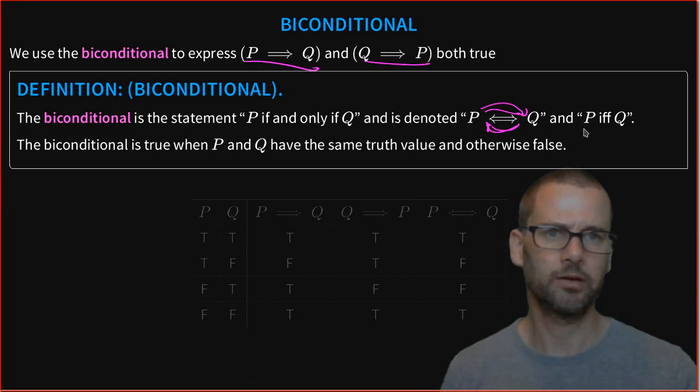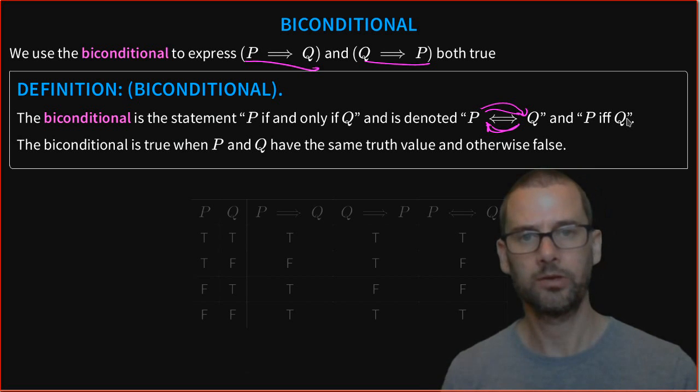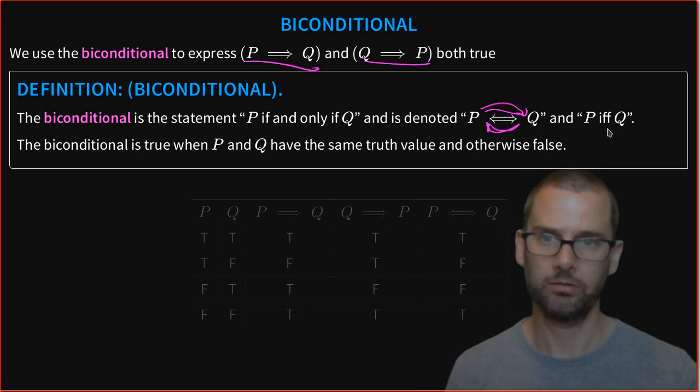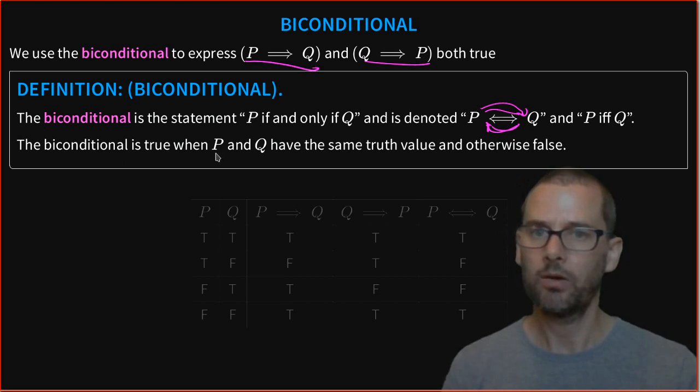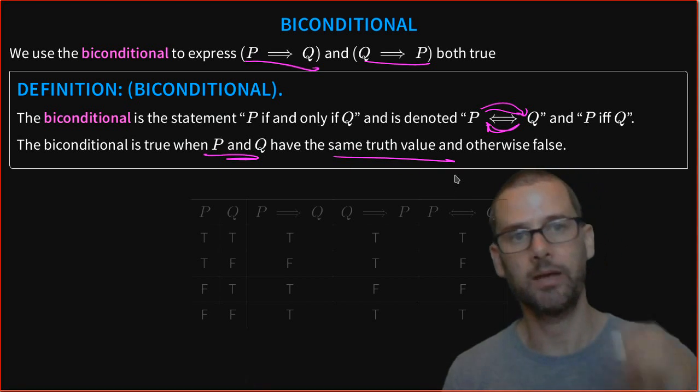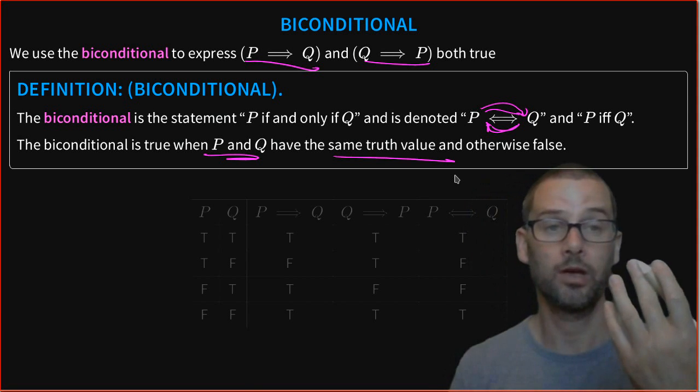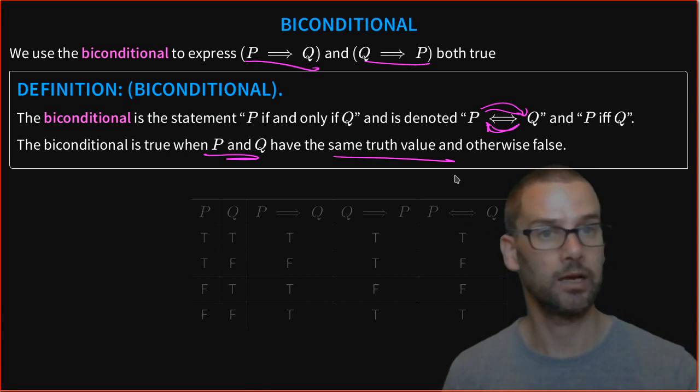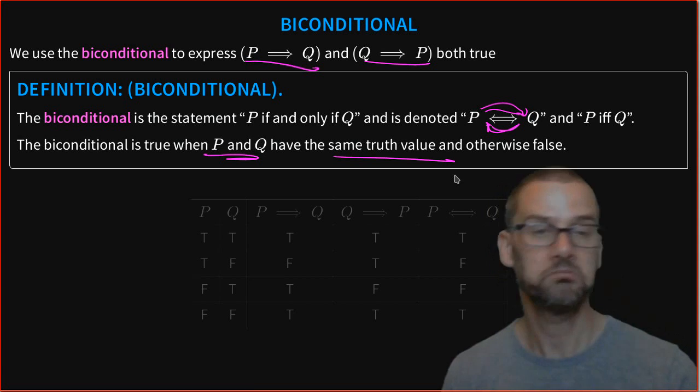It's a very useful bit of notation, and it's often written also as P iff Q. So, P if and only if Q. The biconditional is true when both P and Q have the same truth value. That is, they're both true at the same time and both false at the same time. And if they have different truth values, then it's false.